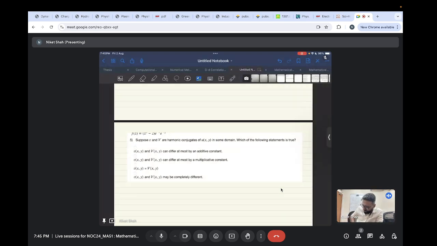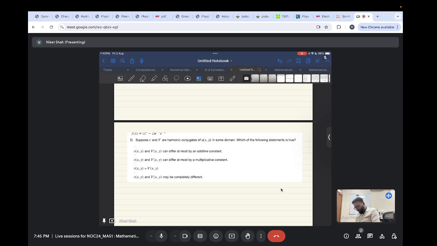v and capital V can differ at most by an additive constant. That's one of the statements. Another is that they can differ at most by a multiplicative constant. One is saying that both have to be equal, and the fourth one is that they may be completely different. These are the four options that we have.